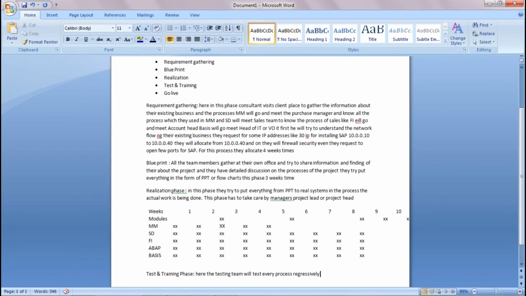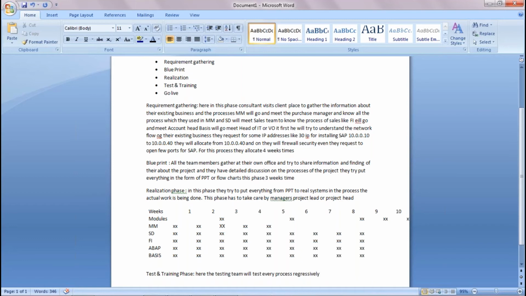Once they finalize the process, no modification will be done from the client or consultant side. If they want modification after that, they need to pay for it. Otherwise, they have to find some loopholes, some findings, and try to modify these things before sign off. This runs for 8 weeks.